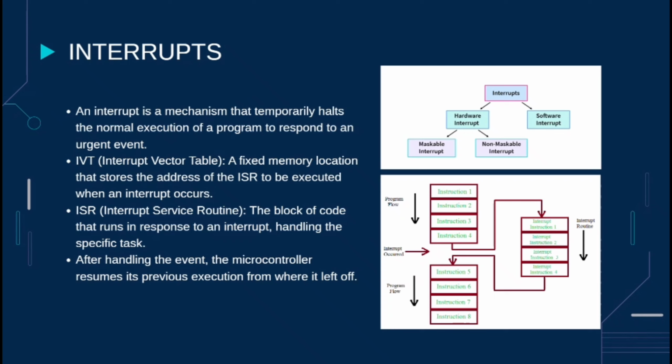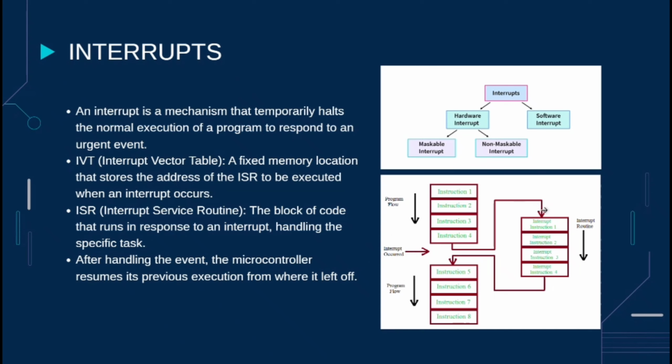Hardware is further divided into maskable and non-maskable interrupts. Maskable interrupts, we can mask if they're not important, while non-maskable ones cannot be skipped because they are really urgent to handle. Now let's say the washing machine door is opened midway while the washing machine is running. As you can see in this example, there is this program flow, and whenever that interrupt occurs, it goes to the interrupt handler.